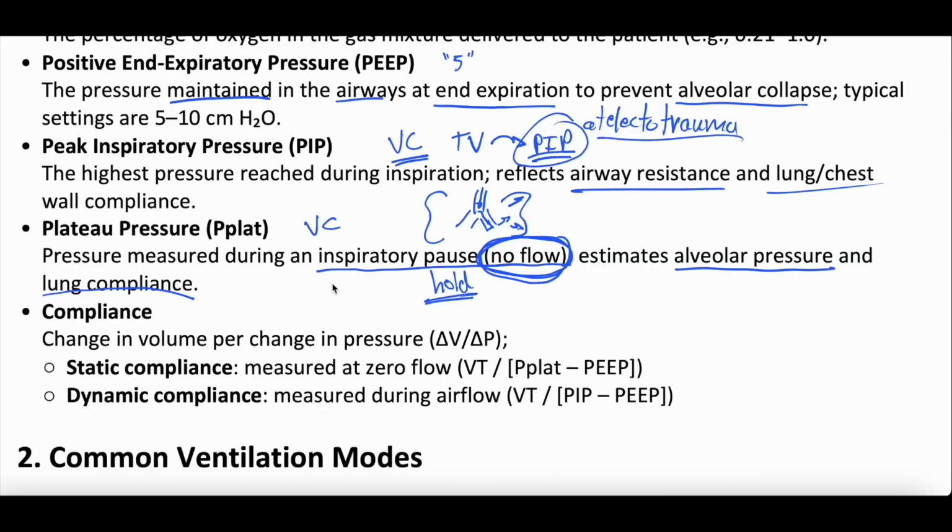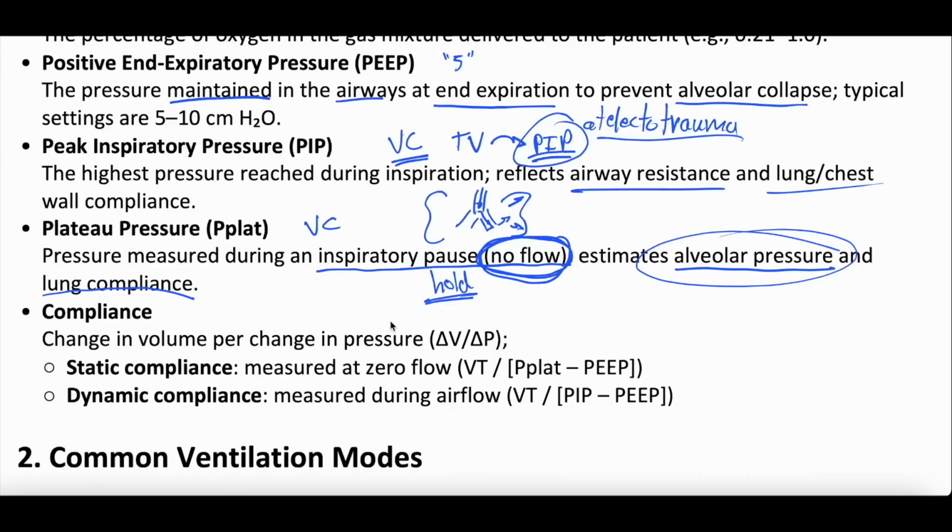Because airway resistance is no longer part of the equation because the breath is just being held. There's no flow of air going through the airways at the time. So it's really just what the alveoli, as they're kind of trying to collapse down on the air that's already there, the pressure that's being generated. So this is an alveolar or lung compliance pressure compared to that peak inspiratory pressure, right? Which is where you push that breath in and it has to go through the airways, which generates resistance, and expand the alveoli, which generates pressure.